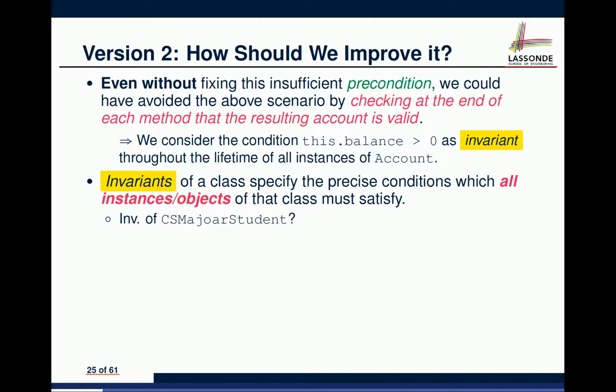Let's say you have a class called CS major students, right? Like you guys. What would be the invariant? Invariant in the sense that as soon as you end up in a state that does not satisfy the class invariant, you're in trouble. What attributes would you have for you as a student? Maybe the courses you are registered for, or maybe GPA, right? What would be the invariant for you in terms of GPA?